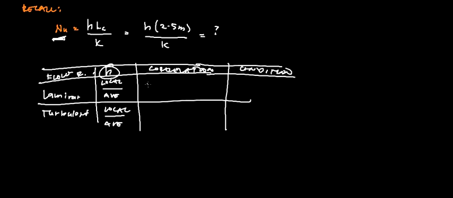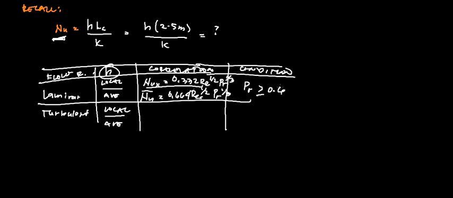So what's the correlation once again? For laminar, the local Nusselt number is equal to 0.332 Re^(1/2) Pr^(1/3). And Nu average is equal to 0.664 Re^(1/2) Pr^(1/3). The condition is that the Pr number is greater than or equal to 0.6.